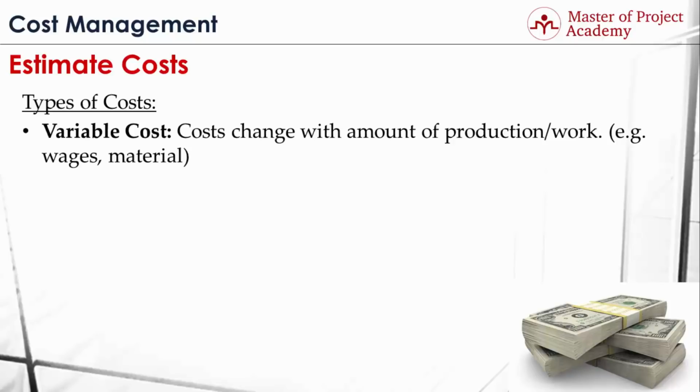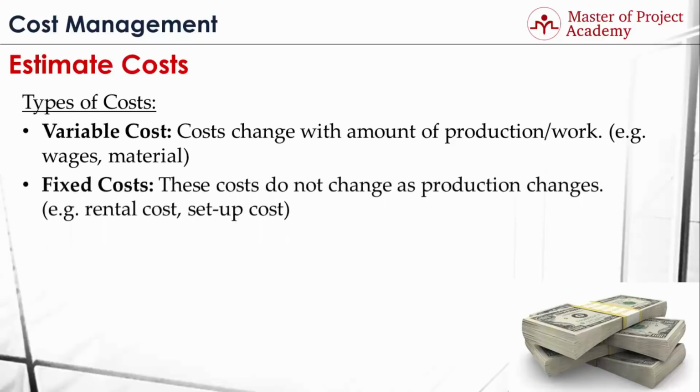The second type of cost is fixed costs. These costs do not change as production changes. For instance, setup cost of an equipment or rental cost of an office.